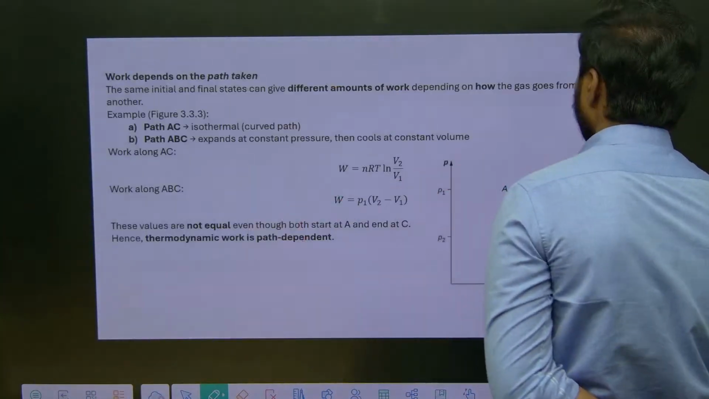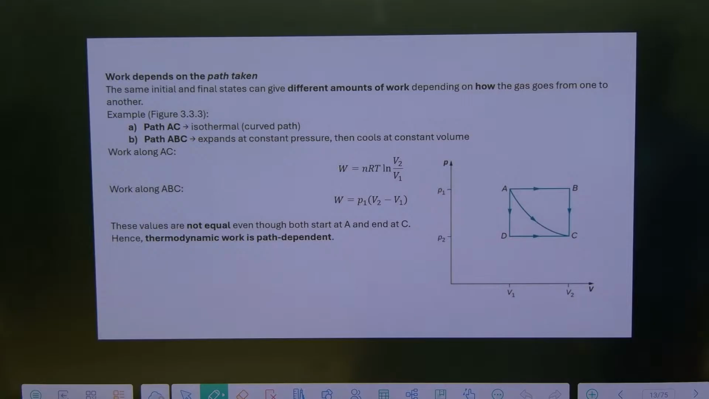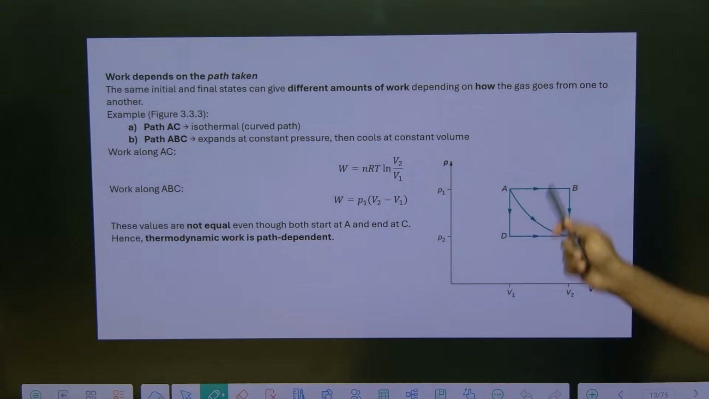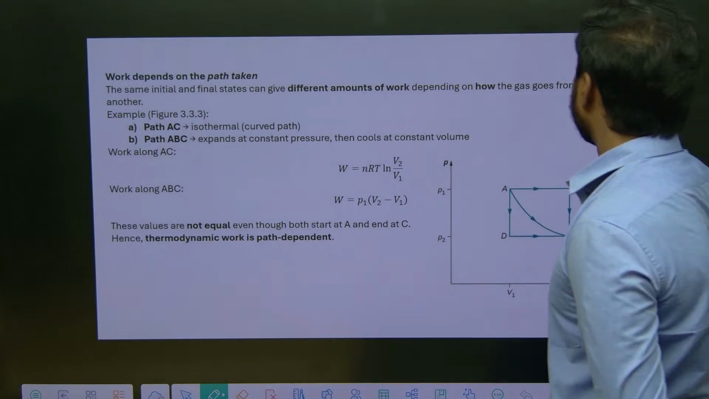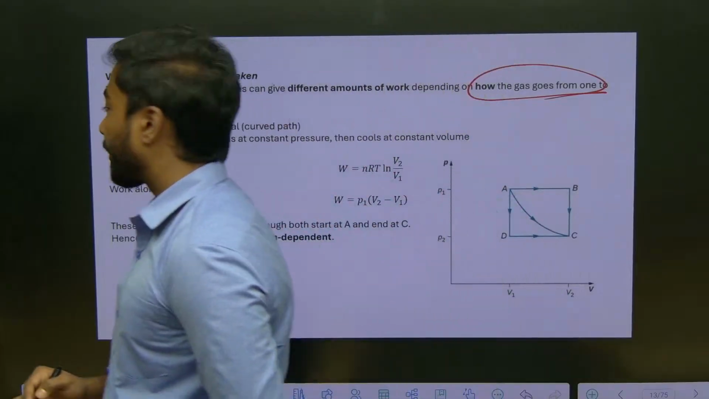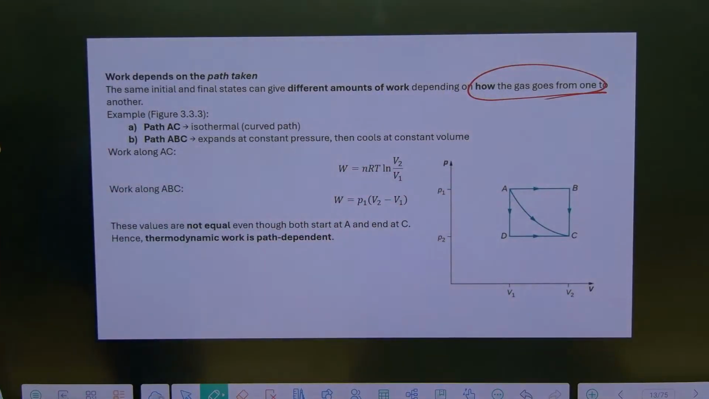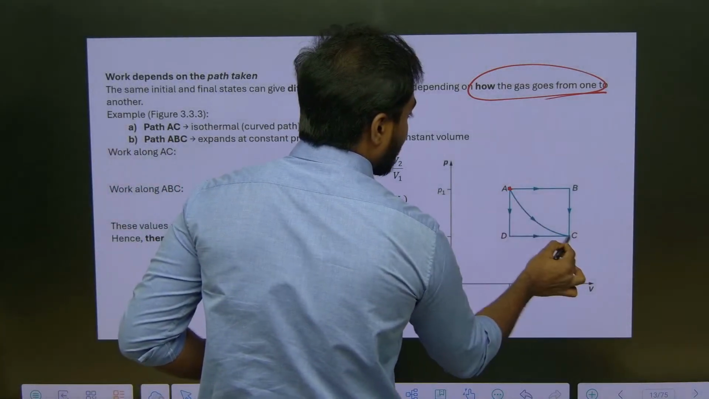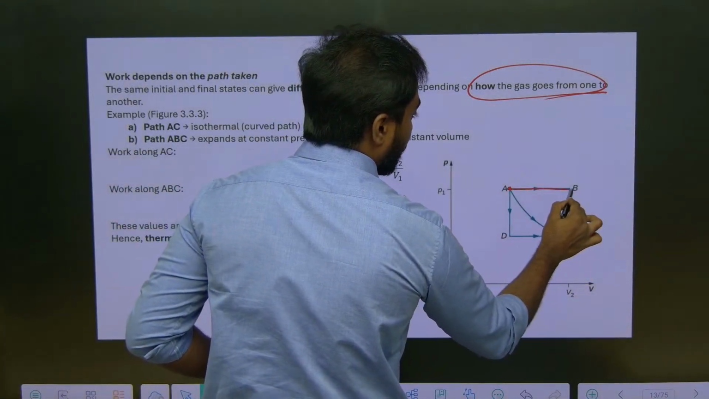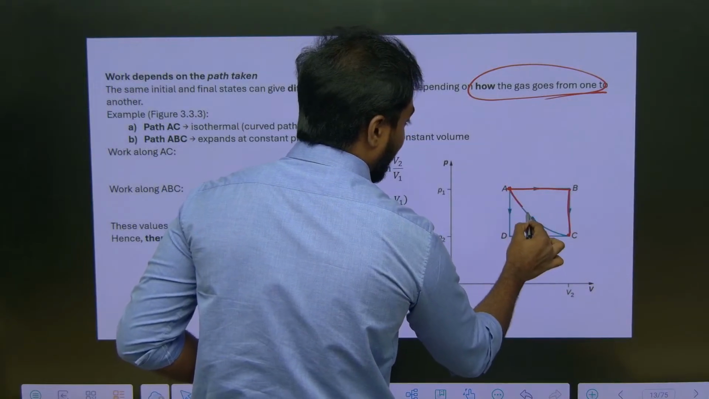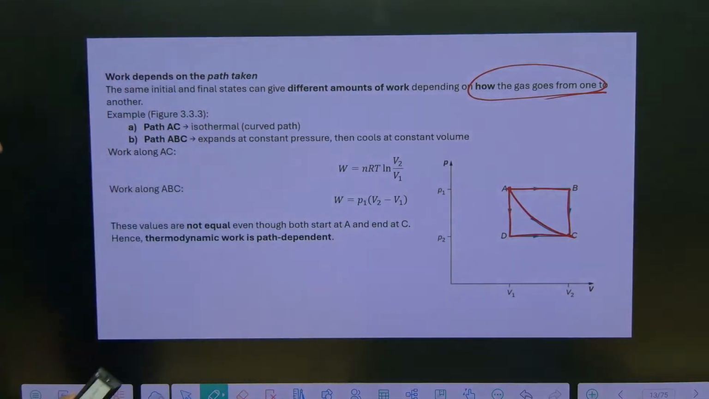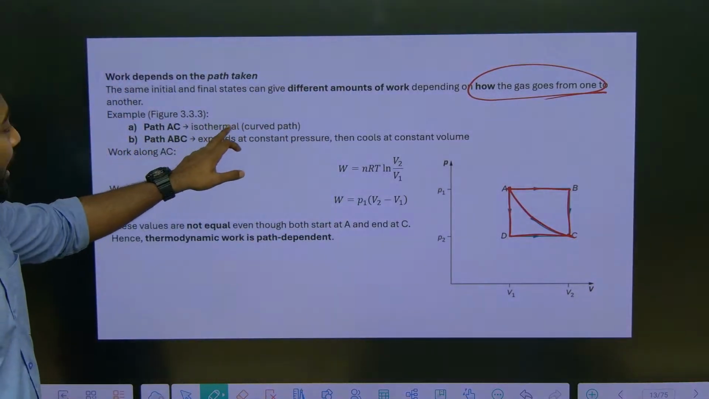Okay. So work done depends on the path taken. The same initial and final state can give a different amount of work depending on how the gas goes from one point to another. So here we are taking a graph from point A to point C. I can travel by A, B, C, or I can travel directly A to C, or A, D, C also I can travel.